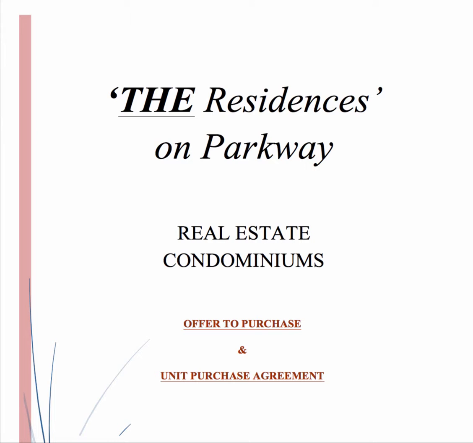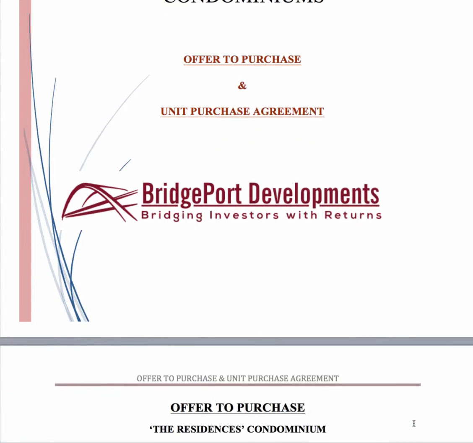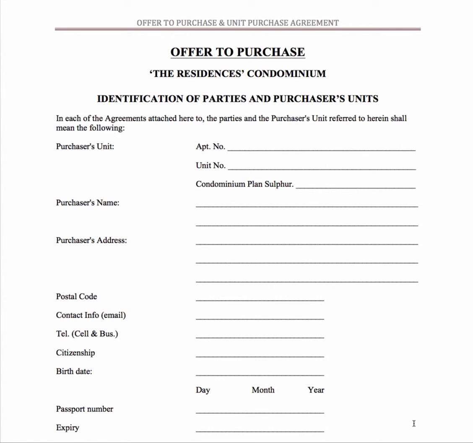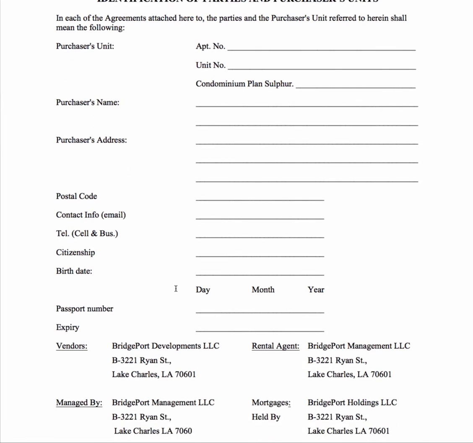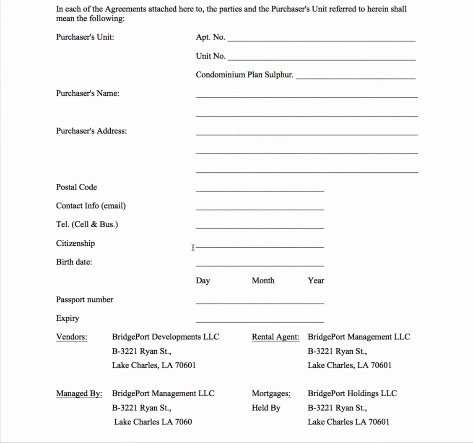So, the Residences on Parkway offer to purchase. Let's go to this. The first page is very simple. It's the identification of the parties. So effectively, the unit that you're buying, you'll see that through your master sales plan, purchaser's name, purchaser's address, postal code, cell phone, business, citizenship. It's important for us to know if you're Canadian, American, or from overseas. Passport numbers, you don't need to give to us immediately, just because we will need this for the incorporation of the U.S. company. So we'll need that information in the future.